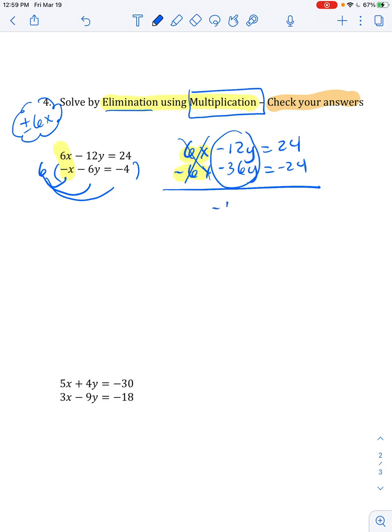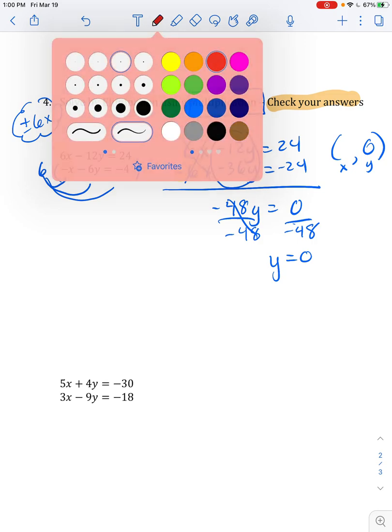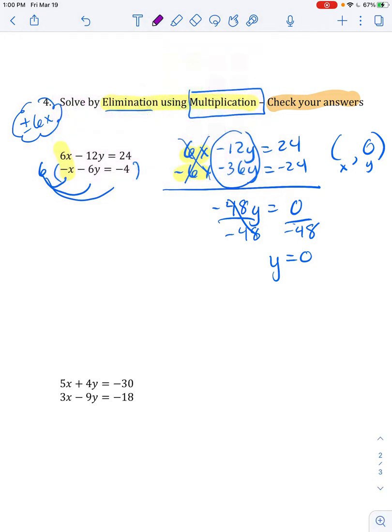Wow, this is going to be -48y. This turns into 0. So when I divide by -48, 0 divided by anything stays 0. A lot of people get nervous when they get 0, but 0 is a legitimate answer. So I'm just going to go ahead and put that in as my y and see what I get for an x. If I did something wrong, I'll be able to tell later when I go to check my answer. Let's go ahead and solve for x.